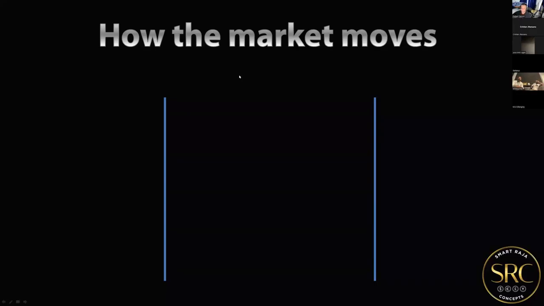Now, how does the market move? We've talked about market sessions. We've talked about time frames. We've talked about currency pairs. We've talked about bullish, bearish candles, and we've also talked about candles with no wicks. Now, how does the market move? The market only moves in three ways. We have the uptrend, we have consolidation, and we have the downtrend.